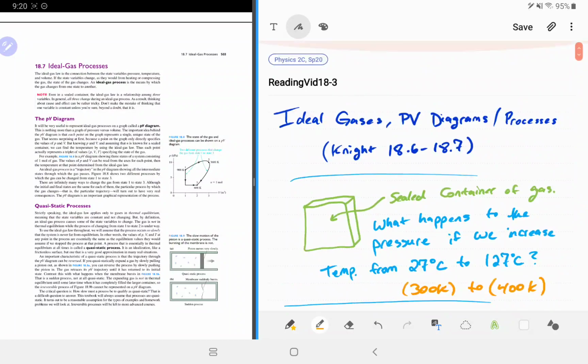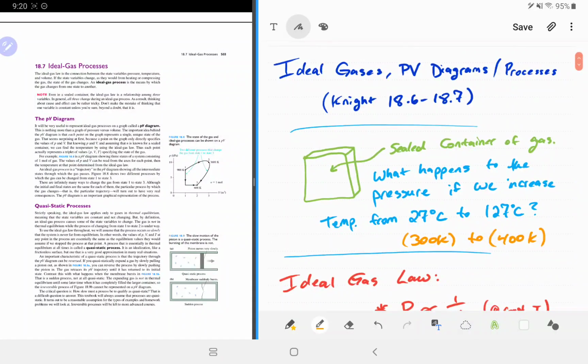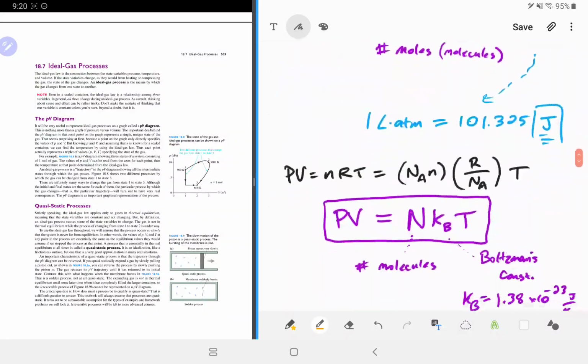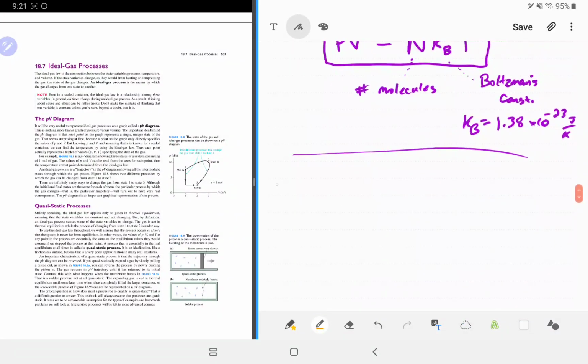So let's answer this question. We have a rigid container. What happens to the pressure if we increase the temperature from 300 to 400 Kelvin? So the problem that we had before, the problem from the start. We have PV equals nRT. And let's look at each piece of this separately. So volume is constant.